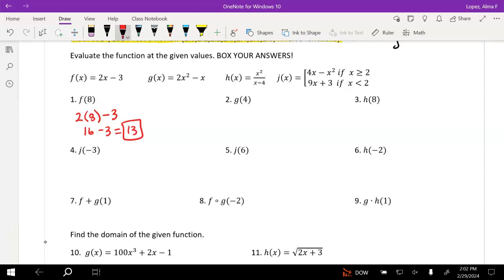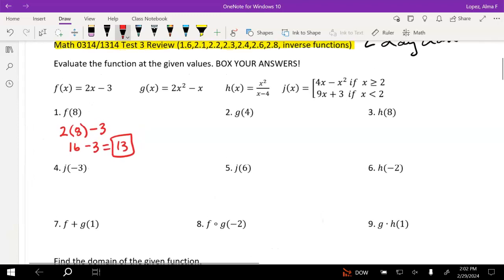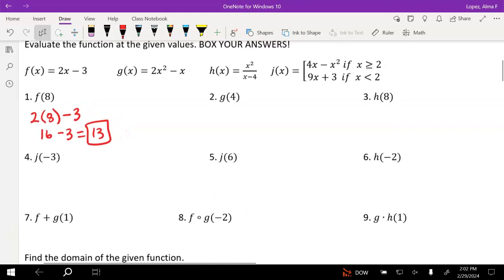For g of 4, you go to function g. And everywhere that they have an x, we're going to plug in a 4. Use parentheses when plugging in so you don't lose anything. This is 2 times 16 minus 4, which is 32 minus 4, or 28.